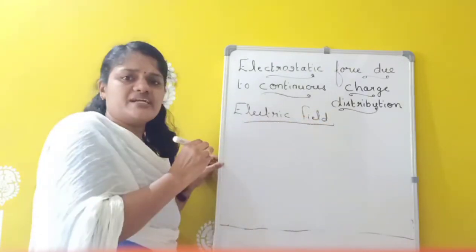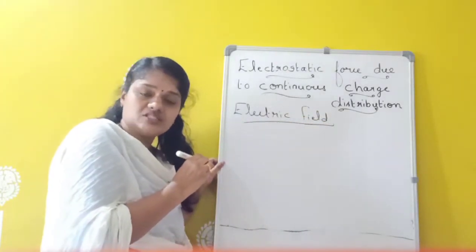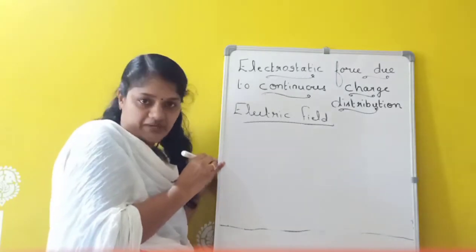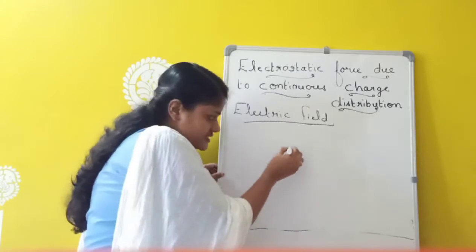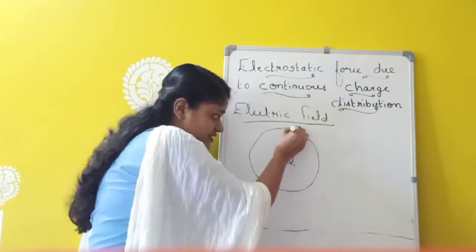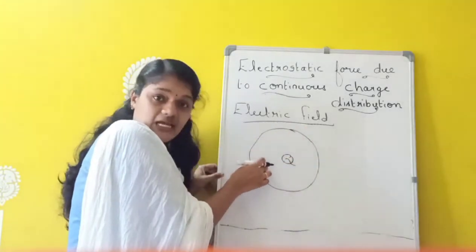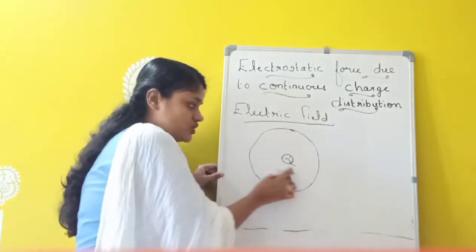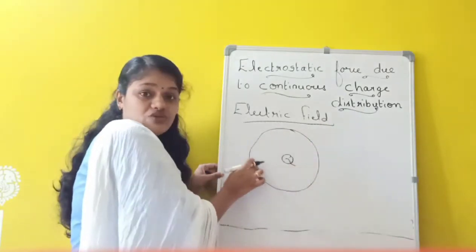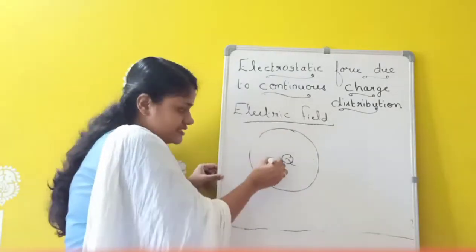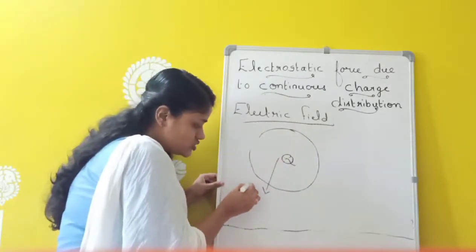So electric field is the region around a charge where the electrical force is experienced. Suppose I am taking a charge Q. The region around this charge where this electrical force is experienced can be called the electric field. So this is the electric field of this charge Q. And this charge Q can be called the source charge.